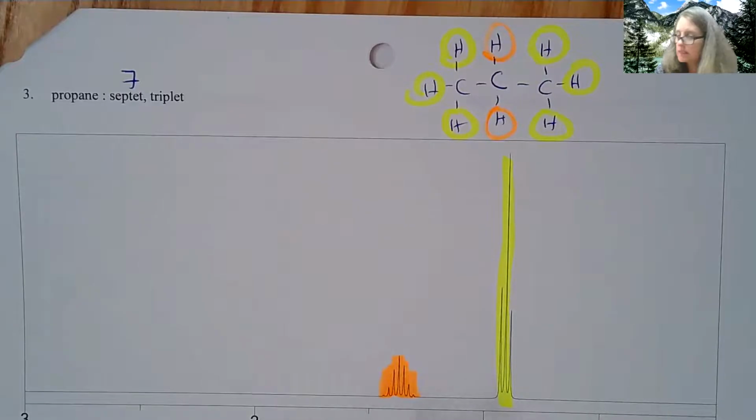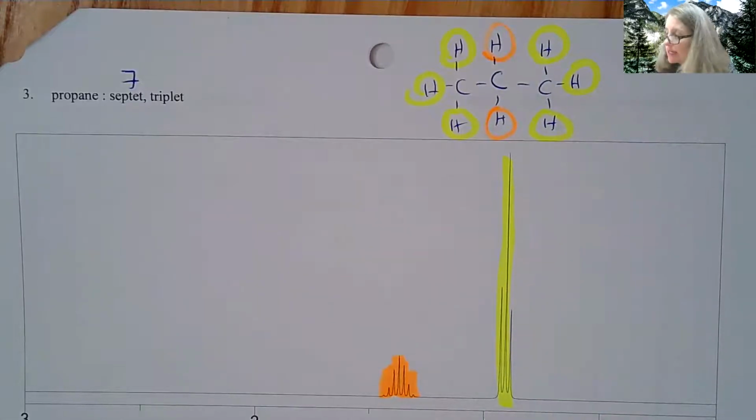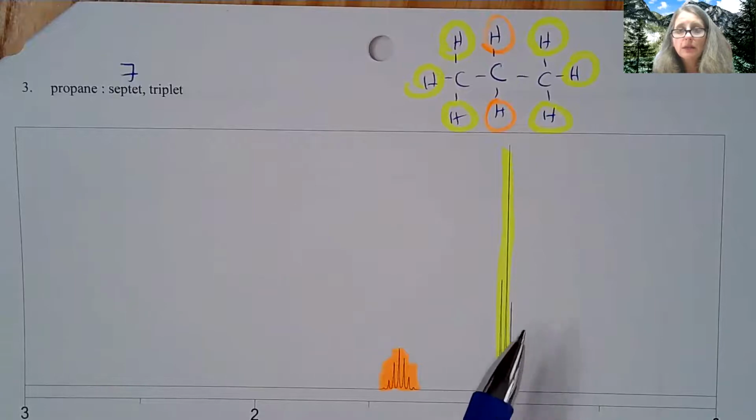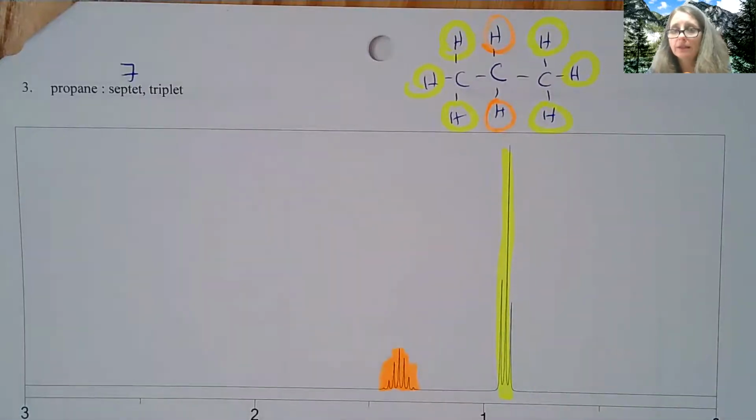All right, so this has a septet and it has a triplet. Again, triplets are always going to be CH3s. It's around that 0.9, close to that 1. So that's going to be pretty obvious. And they're somewhat symmetrical. I could cut this in half and fold it in on itself. And then septet is 7, so that means it has 6 neighbors. 7 minus 1 is 6 neighbors.